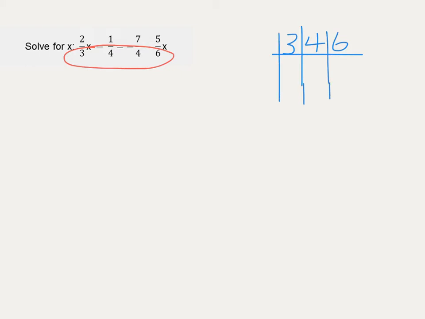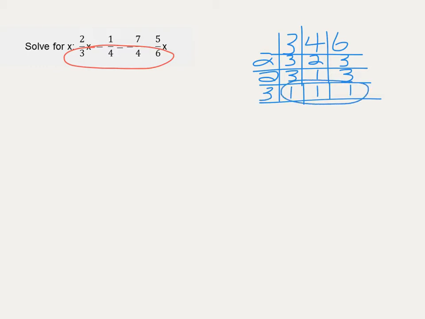And we'll start using our prime numbers, starting with 2. That gives us 3, 2, and 3. Trying 2 again, 3, 1, and 3, and then going to 3, 1, 1, and 1. We're now complete, and our lowest common denominator is 2 times 2 times 3, which is equal to 12.